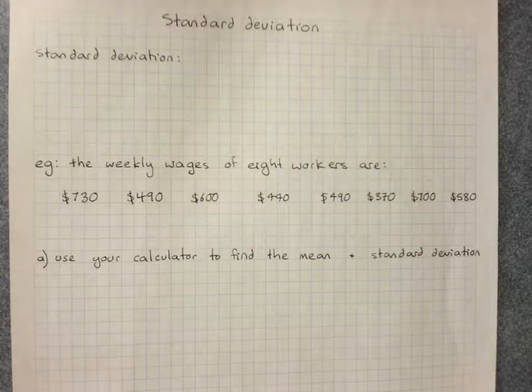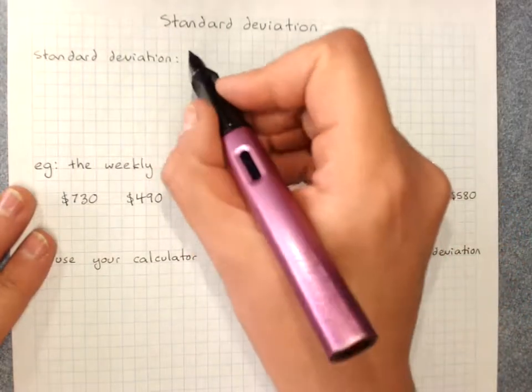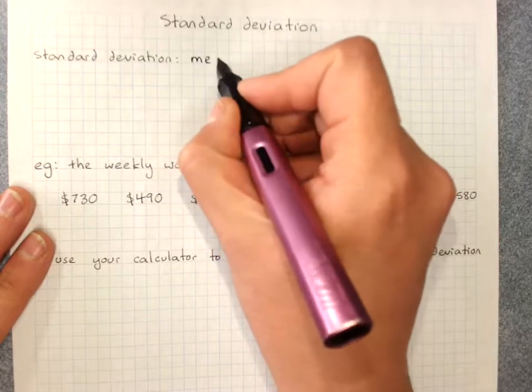Standard deviation. Standard deviation is a little bit like the range and the interquartile range. It's a measure of how spread out the data is.